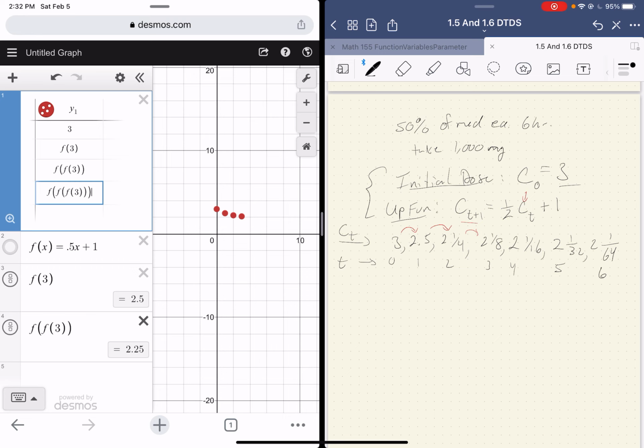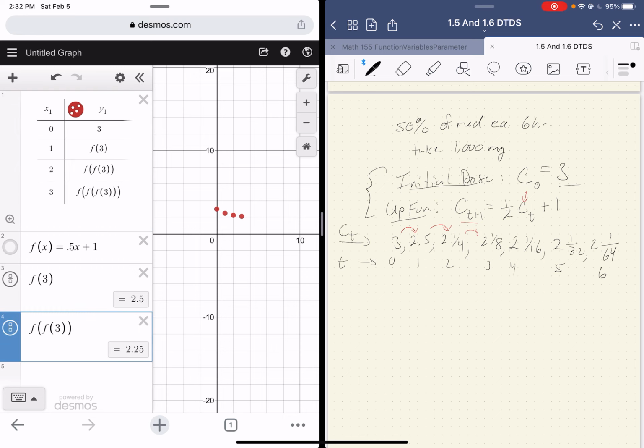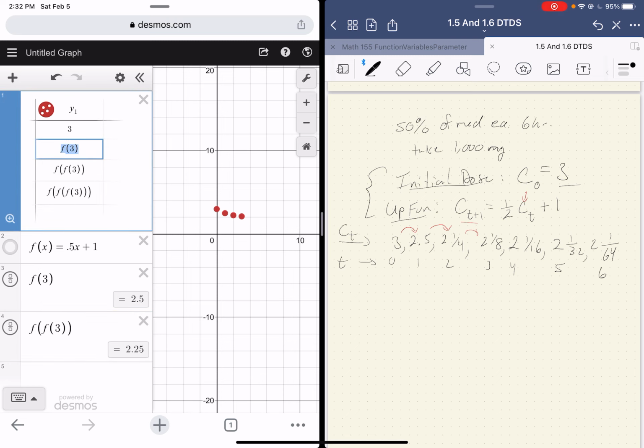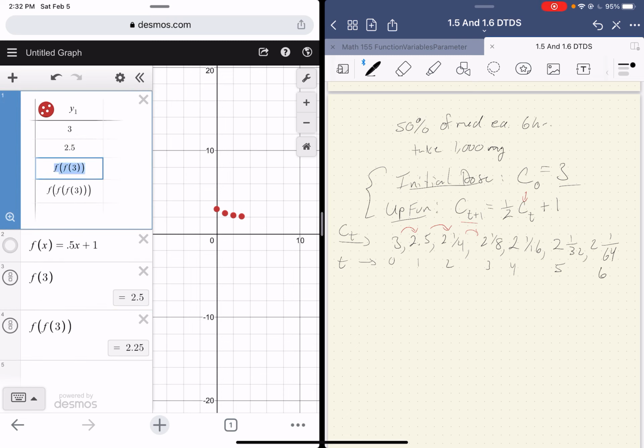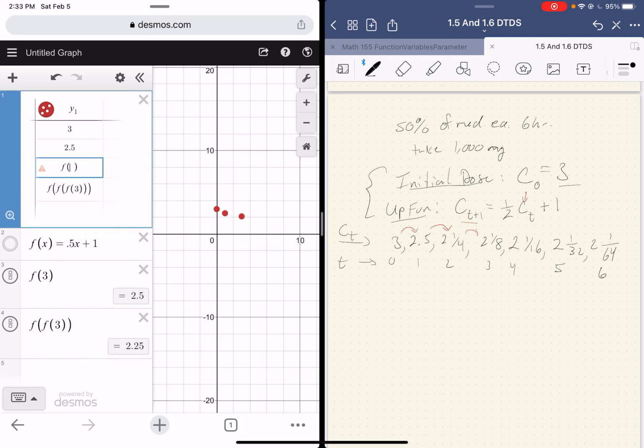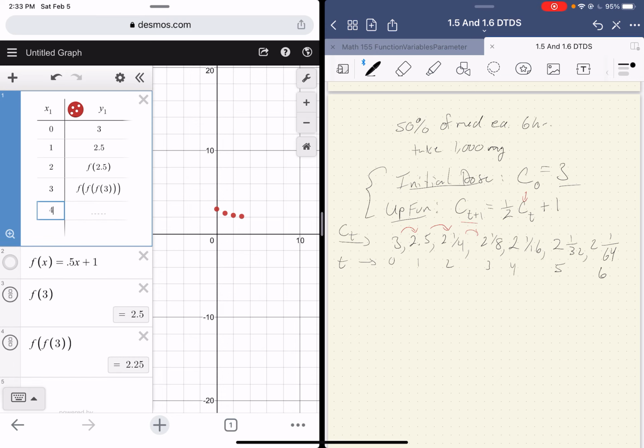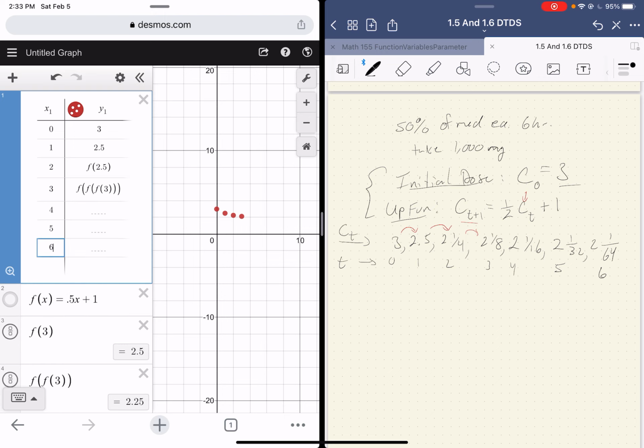And if you don't like that, you can just use Desmos to tell you what these values are. Right? I could replace this with 2.5. Similarly, I could replace this with 2.5, or I could replace it with what it is, which is 2.25. Anyway, so let me arrow over. We have 4, we have 5, we have 6.